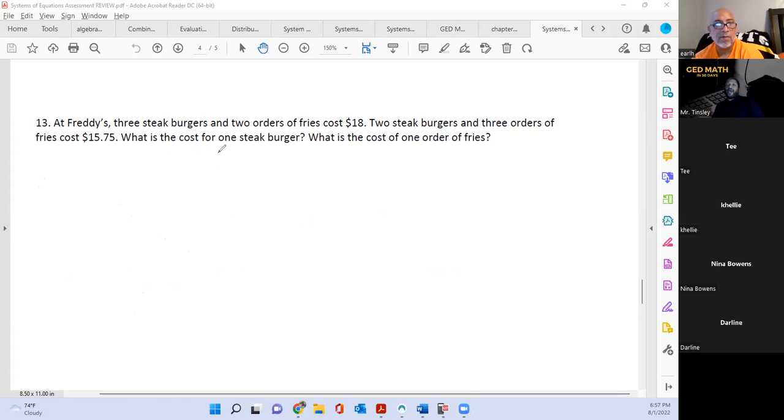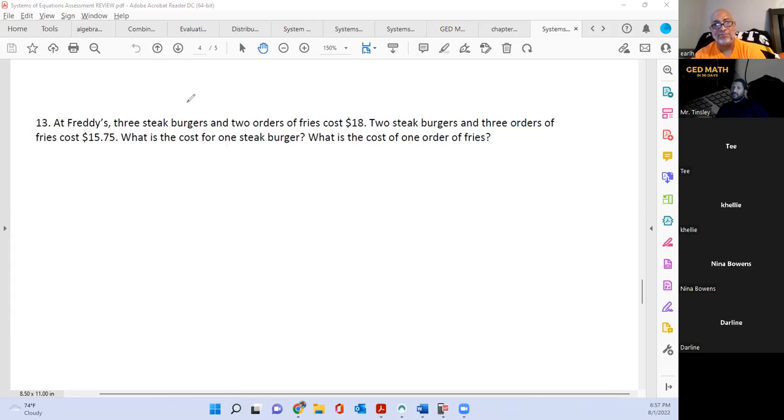So let's look at this. At Freddy's, 3 steak burgers and 2 orders of fries cost $18. 2 steak burgers and 3 orders of fries cost $15.75. What's the cost of 1 steak burger? What is the cost of 1 order of fries? What should be my variables in this question?